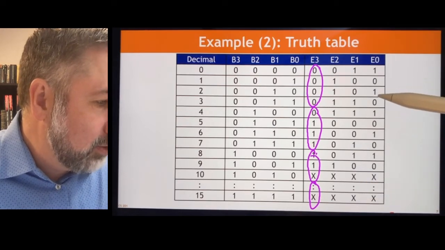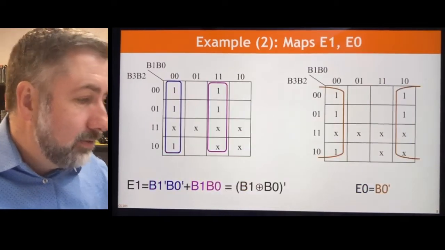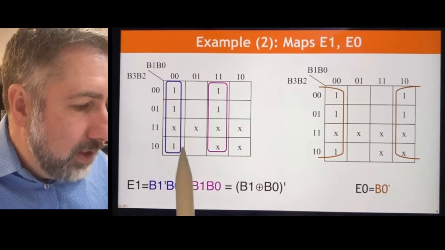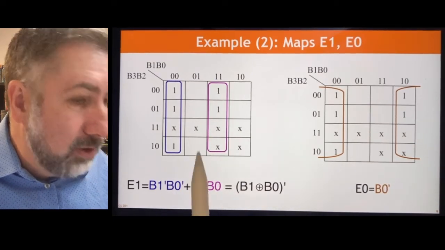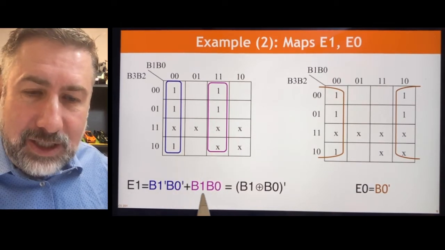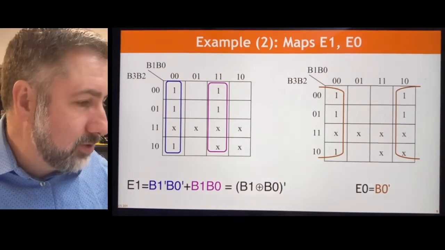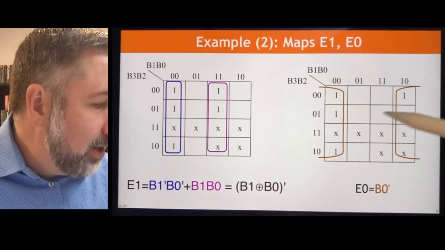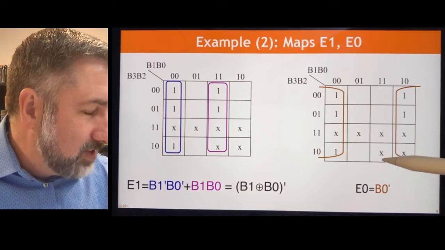And the same one here. 1, 0, 1, 0, 1, 0, 1, 0, 1, 0, 1, 0, x, x, x, x. And then this one looks like this. And we can collect them together, B1 prime, B0 prime, and this is B1, B0. And again, like we talked about in class, you can recognize that this is actually an exclusive NOR pattern. I'll talk about those patterns in just a second. And then here, it's these x's included, these ones not included.